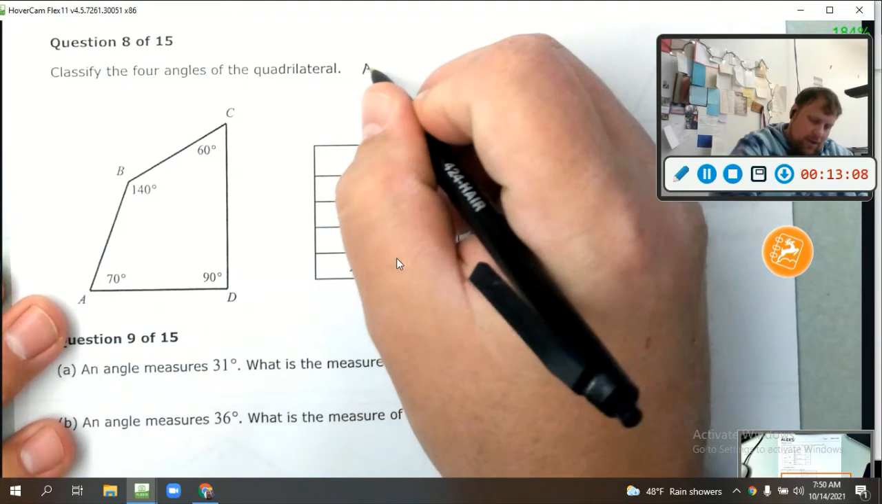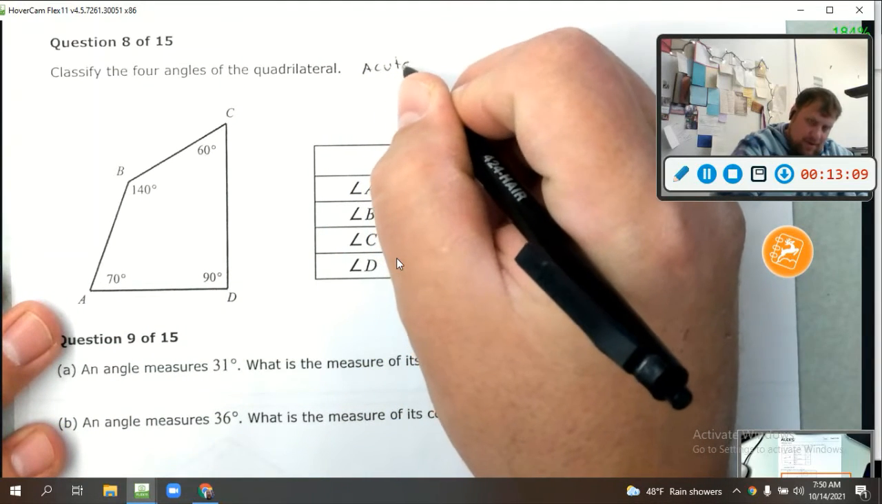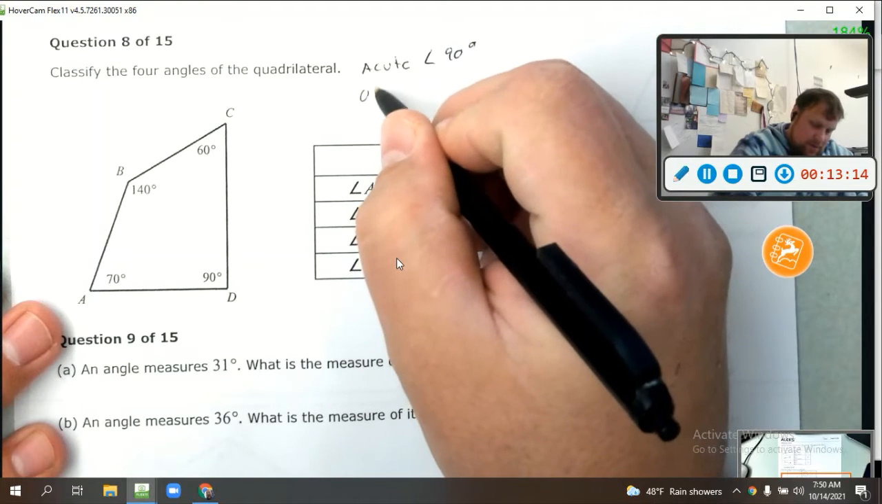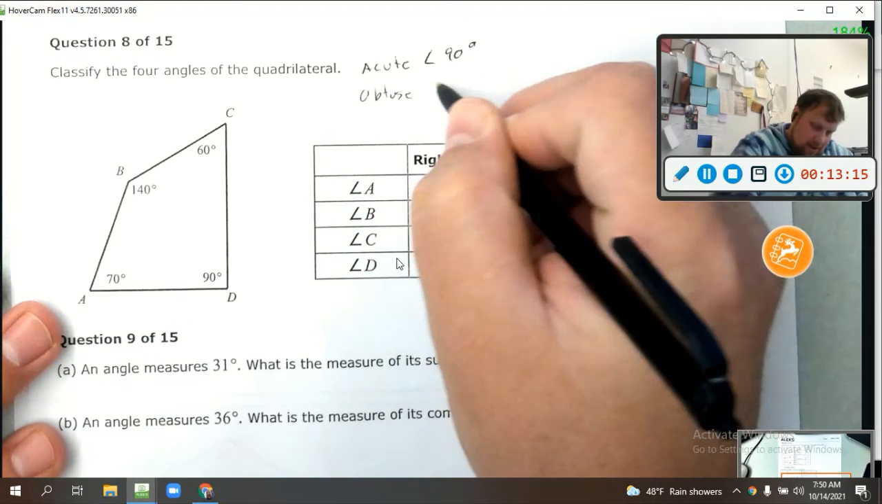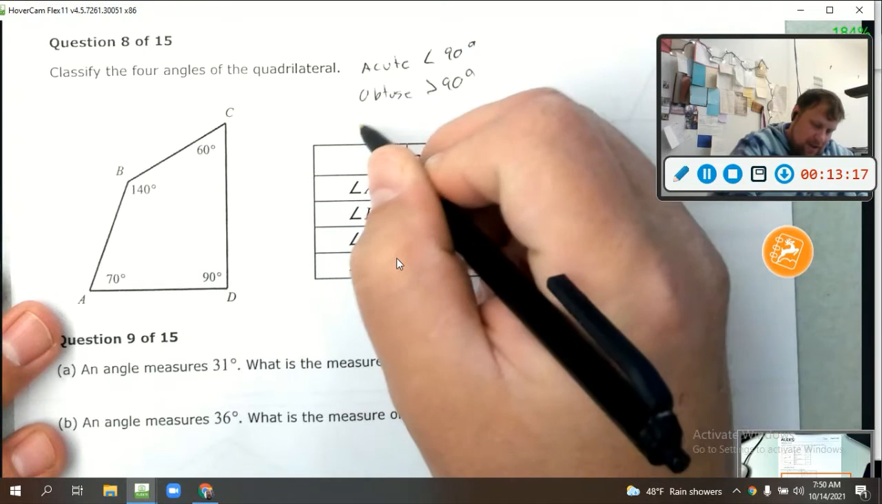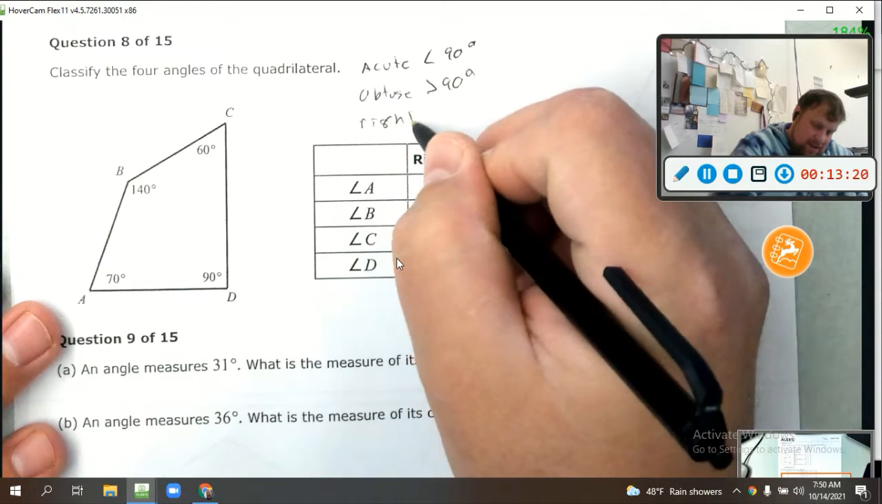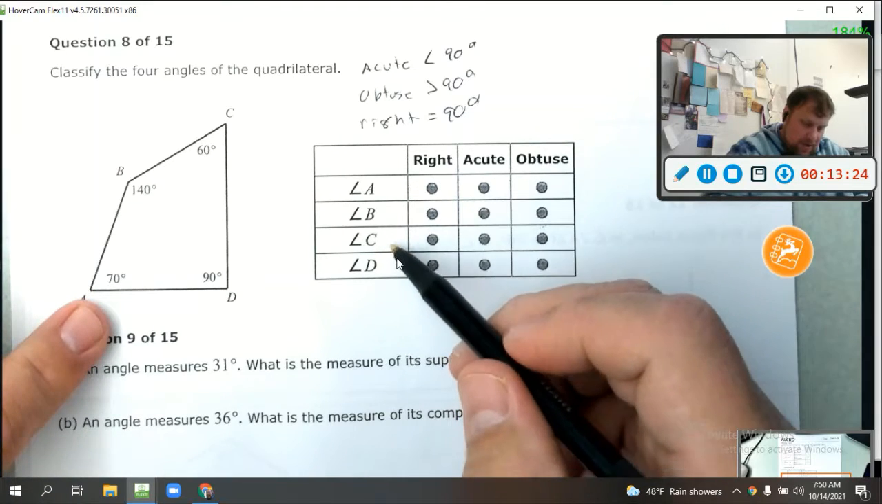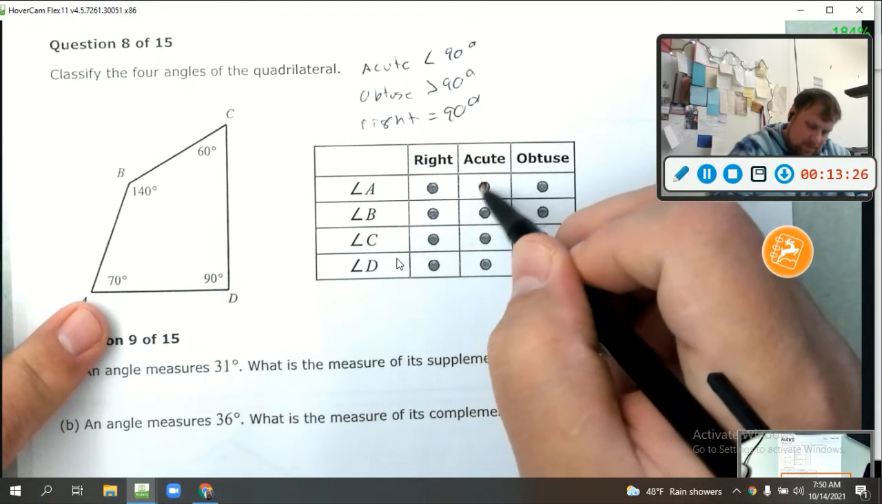Remember, acute is less than 90 degrees. Obtuse is greater than 90 degrees. And right is 90 degrees. So this is less than 90 degrees, which means it's acute.